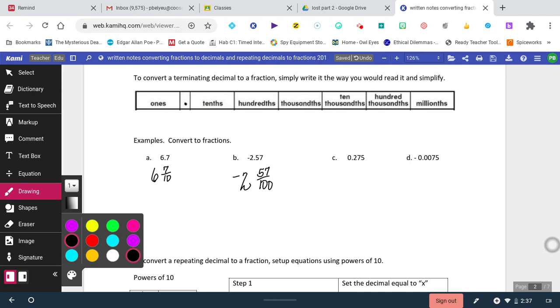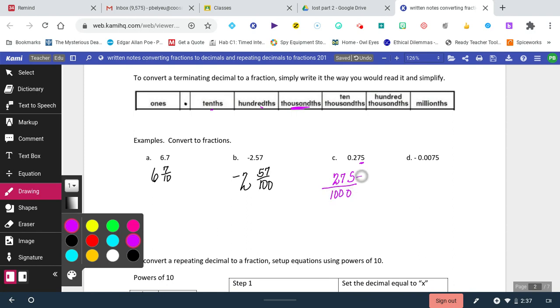Well, this is 3 places after the decimal. So if you go 1, 2, 3 places after the decimal, you end up in the thousandths place. This is 0 and 275 thousandths. Now, you don't have to put the 0. The 0 is your whole number. So I'm going to write 275 what? I said thousandths.